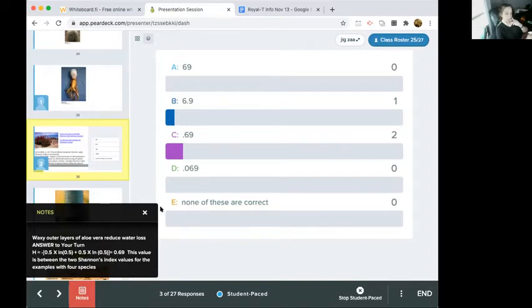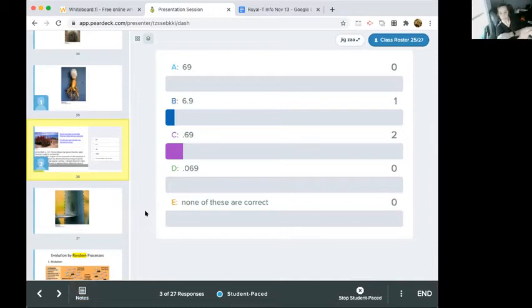Where did I put that for you guys? It's probably below the slide itself. I usually put answers and how to work things in the notes section.